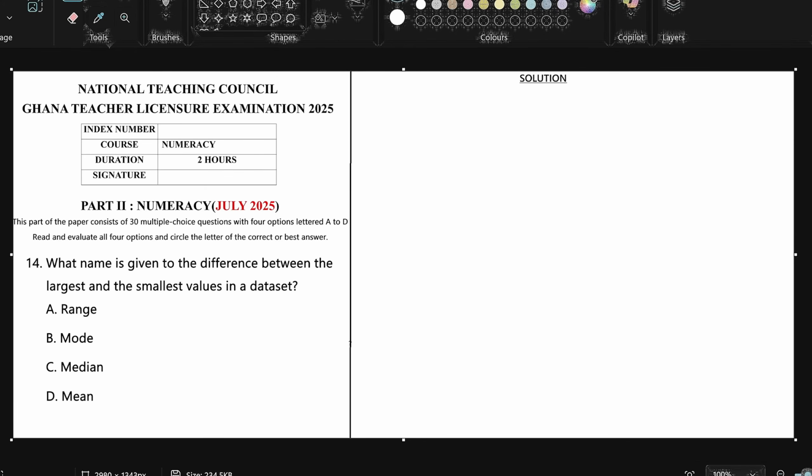Question number 14. What is the name given to the difference between the largest and the smallest values in a data set? We know that this is range. So range is the difference between the largest and the smallest values in a data set. So the right answer is option A.